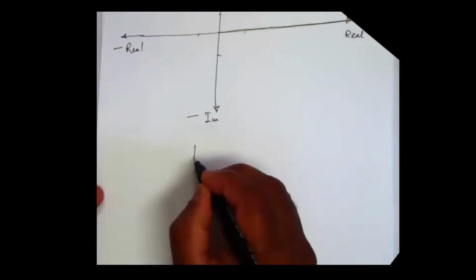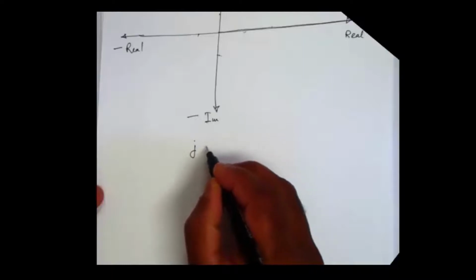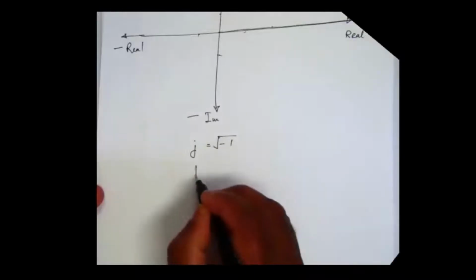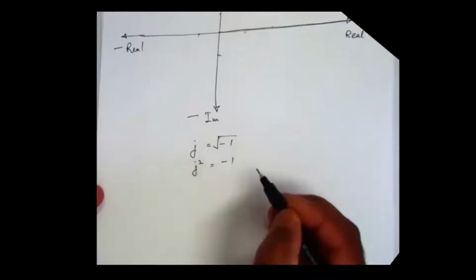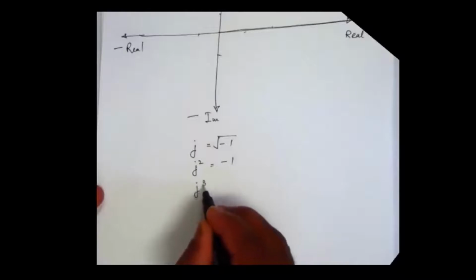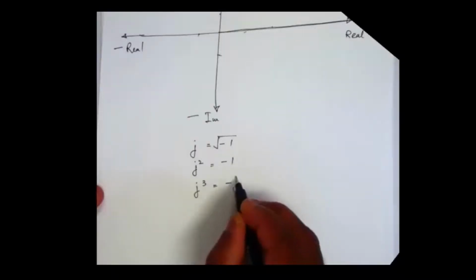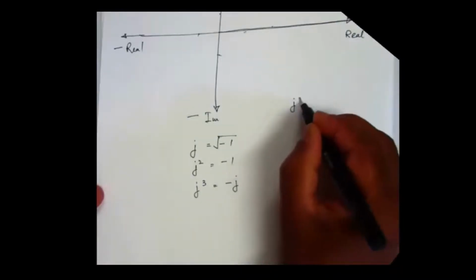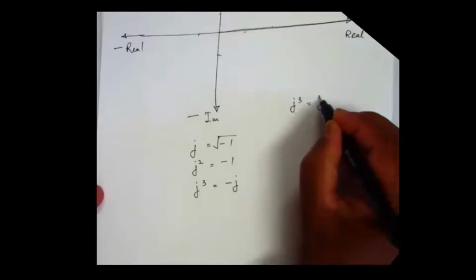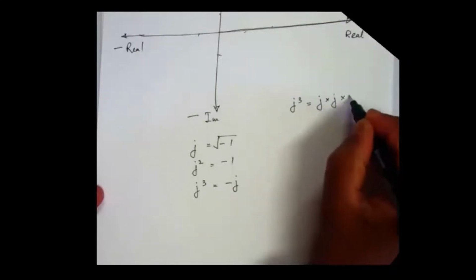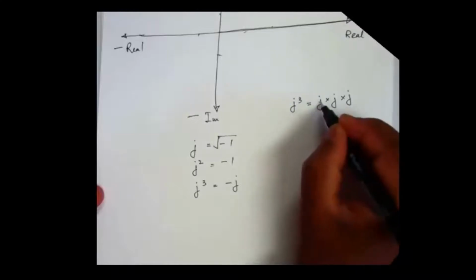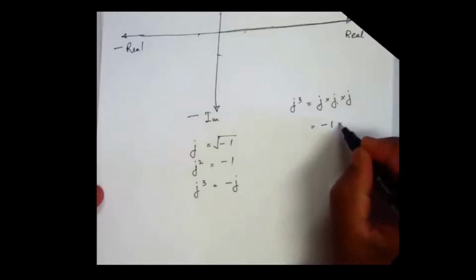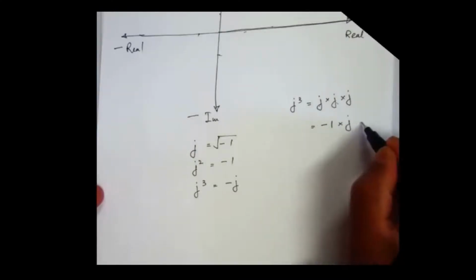We define this j operator as the square root of minus 1. So j squared is minus 1, and j cubed is minus j, because j cubed is equal to j times j times j. So when you multiply j by j, you get negative 1, and when you multiply that by j, you get negative j.